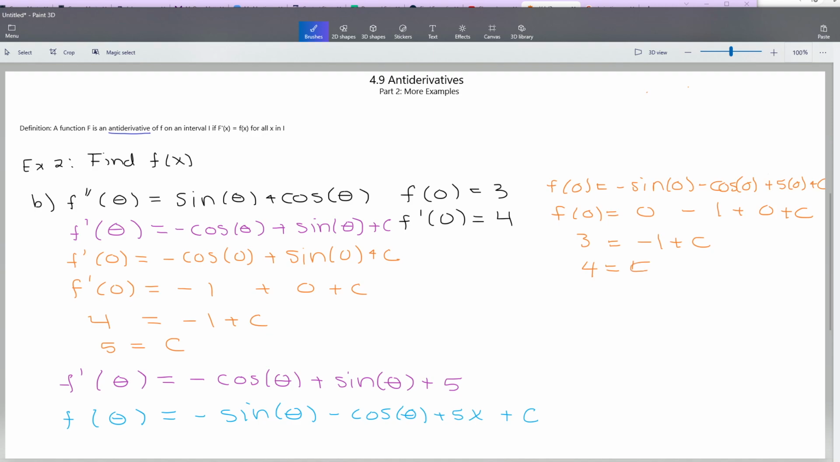So I'm going to go back to my original function, f of theta. So I have minus sine theta minus cosine theta plus 5x plus 4 as my original function. This is the example that I wanted to show for this video. So in our last video for section 4.9, we are going to look at a more applied example that has to do with physics, and I will see you guys there.